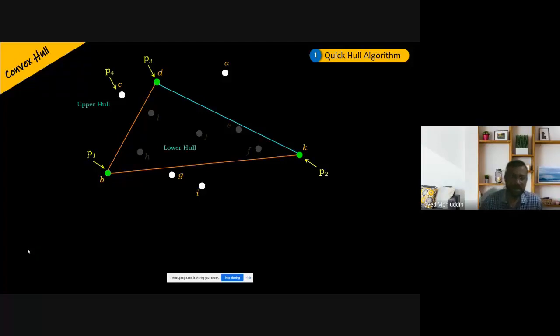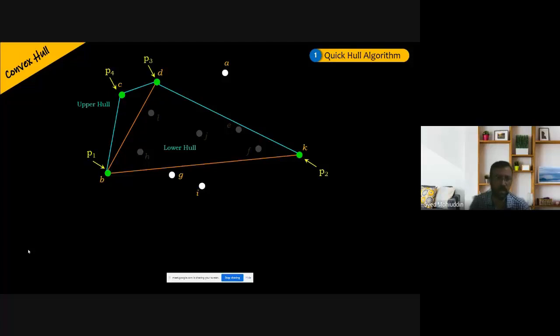Then we try to form a triangle. Now there is only one point here in the upper hull. So this is how the divide and conquer approach works here. Every time we try to divide a set of points into upper hull and lower hull using 2 extreme points, and recursively we have to perform this. So there is only one point. Obviously there are no points coming inside this.